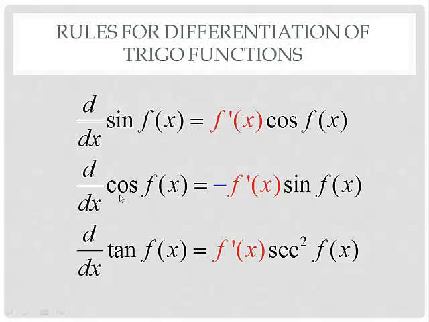Similarly, differentiate cos, you get minus sine of the function. You differentiate it and place in front. Differentiate tangent, you get secant square. Again, you copy the function, you differentiate this function and place in front. In all the three rules, you notice that after copying the function, you will need to differentiate this function and place the differential in front.